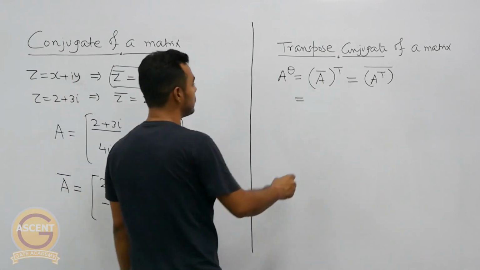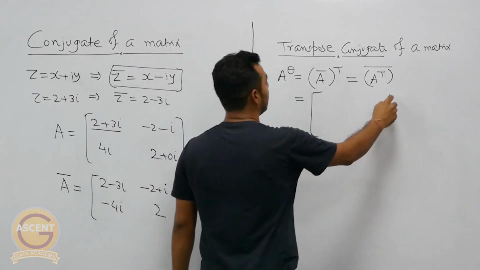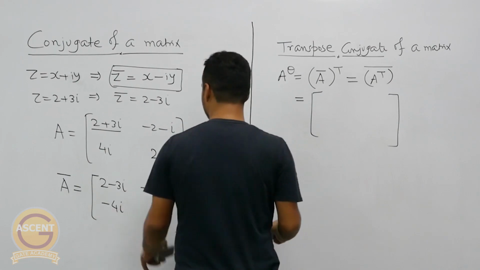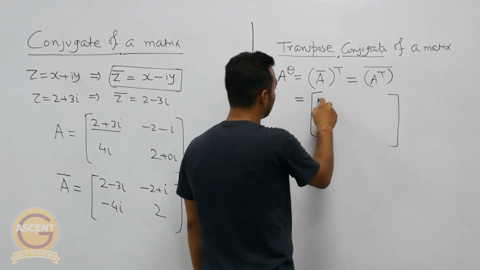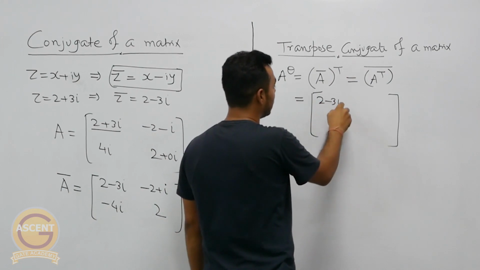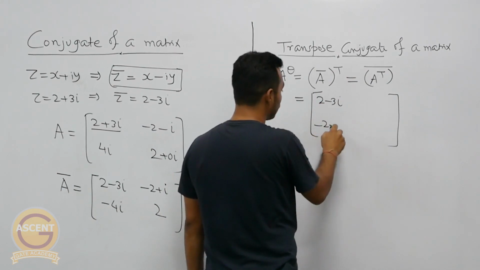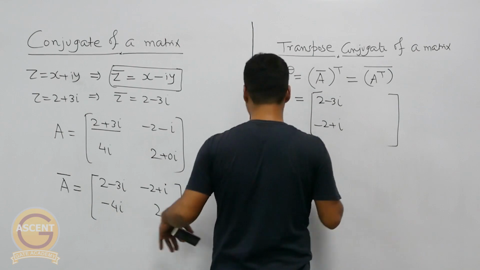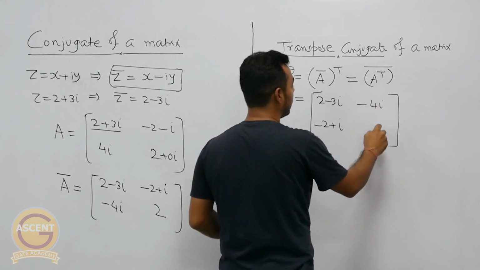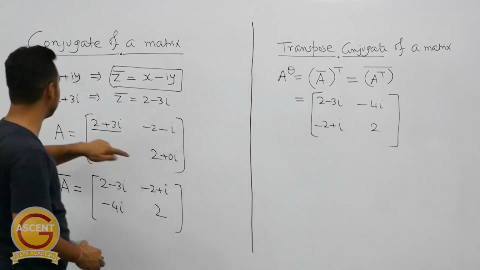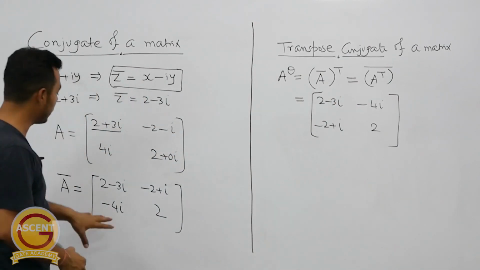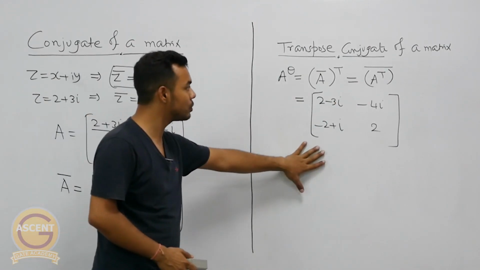If I take the transpose of this matrix, the first row will become the first column. The first row is 2 minus 3 iota, minus 2 plus iota, so the first column will be 2 minus 3 iota, minus 2 plus iota. Then the second row will become the second column, so minus 4 iota and 2. So this matrix is nothing but the transpose conjugate of matrix A. We have taken the conjugate and the transpose.